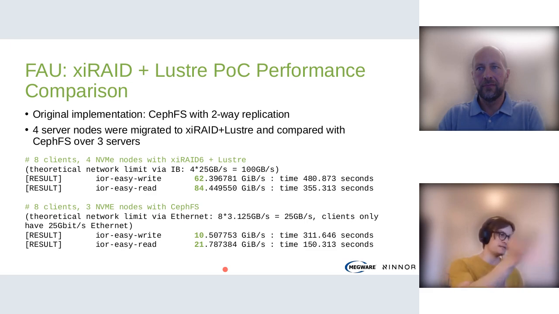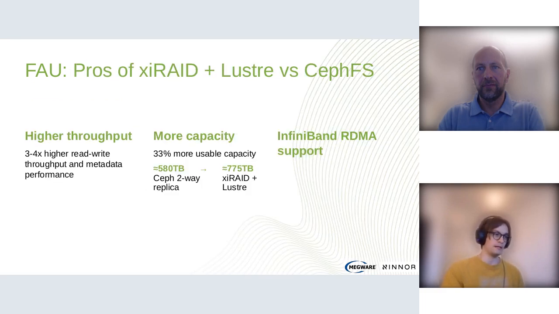As you can see here, it's only showing IOR easy for now. We are able to get 60 gigabytes a second write and 84 gigabytes a second read with xiRAID and Lustre. Previously with ZFS, it was only 10 and 21. But again, in the next POC, we will have way better performance, because the hardware is just better suited for this solution.